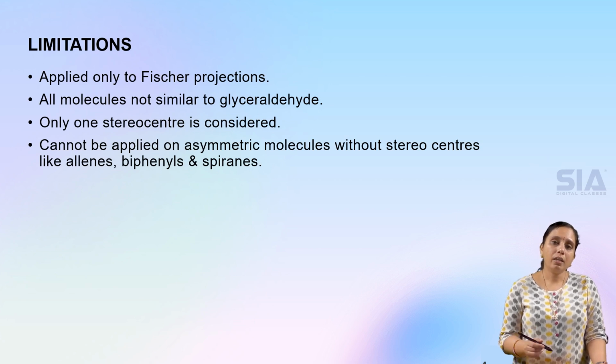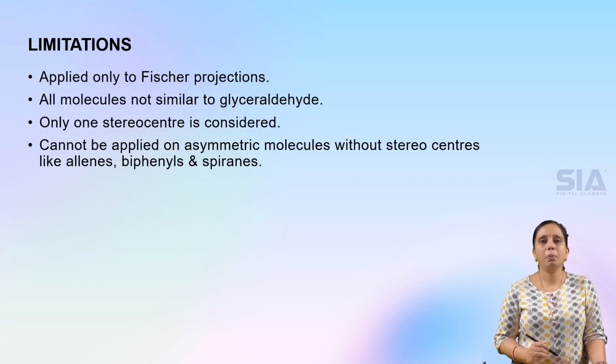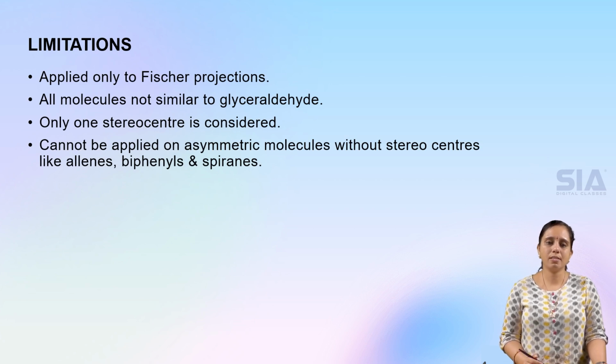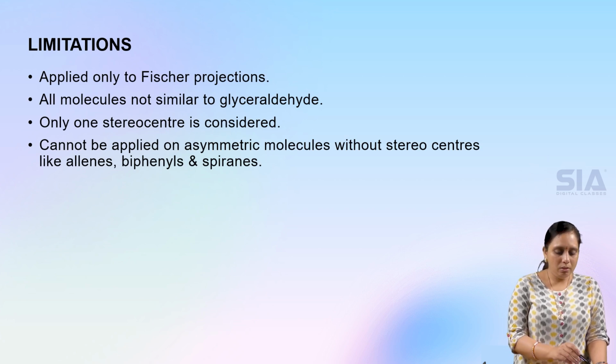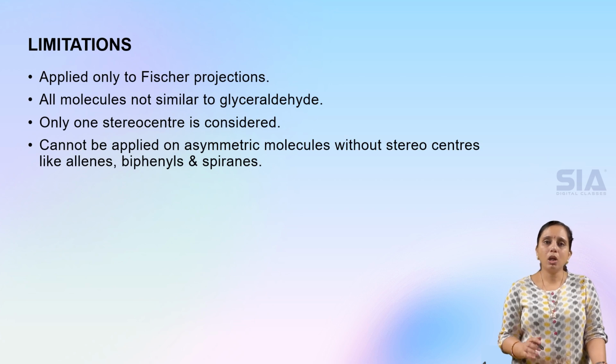Here only one carbon is considered as a chiral carbon. Only one stereocenter is considered. There are compounds with more than one stereocenter. For example, in glucose, there are many other carbons which are stereocenters. It also cannot be applied to molecules without stereocenters.